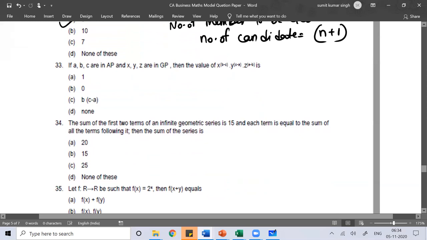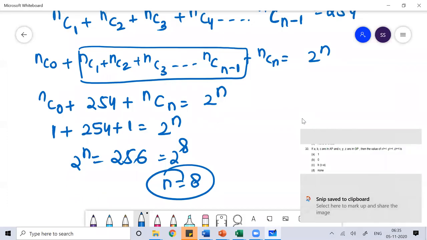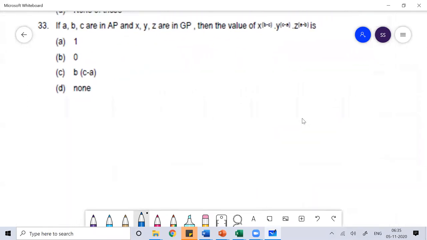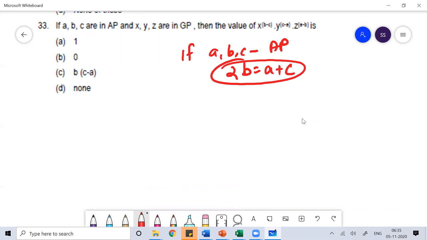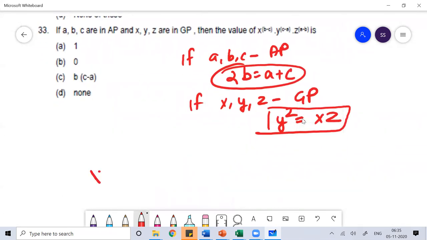Now, next question: if a, b, c are in AP and x, y, z are in GP, what is the value of this? If a, b, c are in AP, that means 2b is equal to a plus c. And if x, y, z are in GP, it means y squared is equal to x into z. You have to find the value of x to the power b minus c into y to the power c minus a into z to the power a minus b.